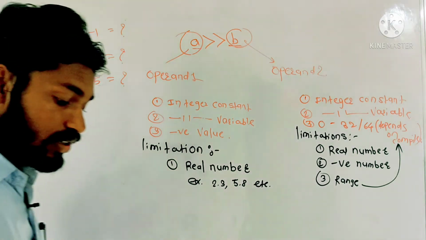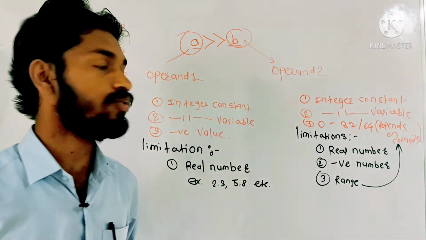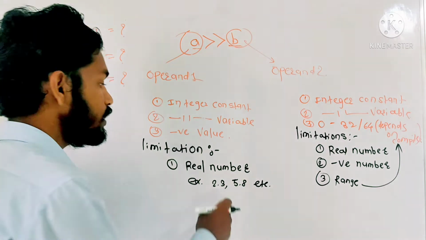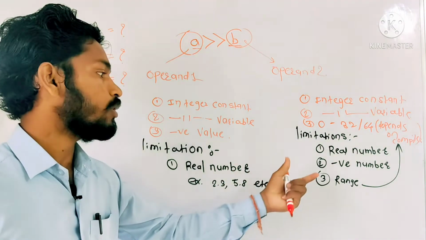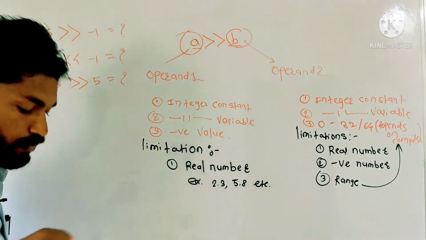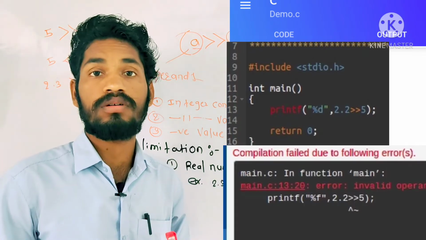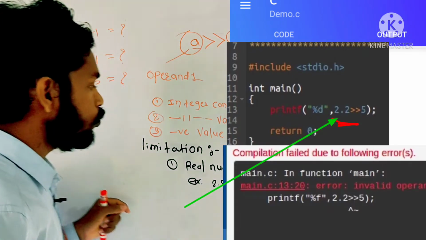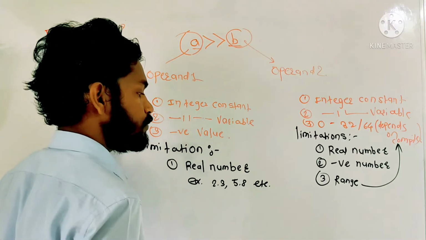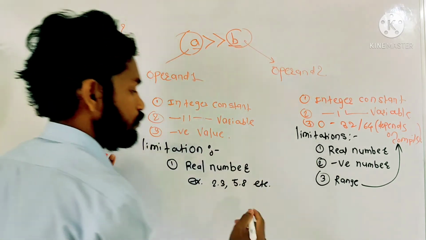Now we will discuss what will happen if I use a real number, a negative number, or a value more than this range. Please keep in mind, we cannot perform right shifting or left shifting operations on a real number. If I try to use a real number for right shifting or left shifting, whether it is operand 1 or operand 2, we will get an error.